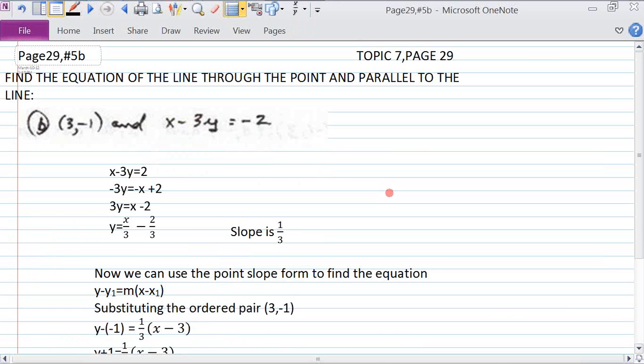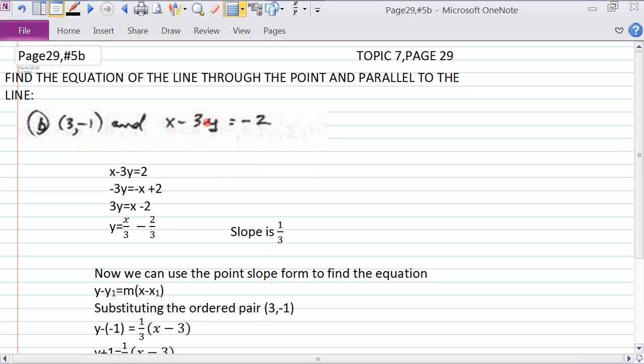Here we're asked to find the equation of the line through the point and parallel to this line. So we're going through the point, and this is the equation of the line. Find the equation of the line through the point and parallel to the line. So we're given a line and we're given a point, and the line has to pass through this point and be parallel to this line. What is the equation of this line?